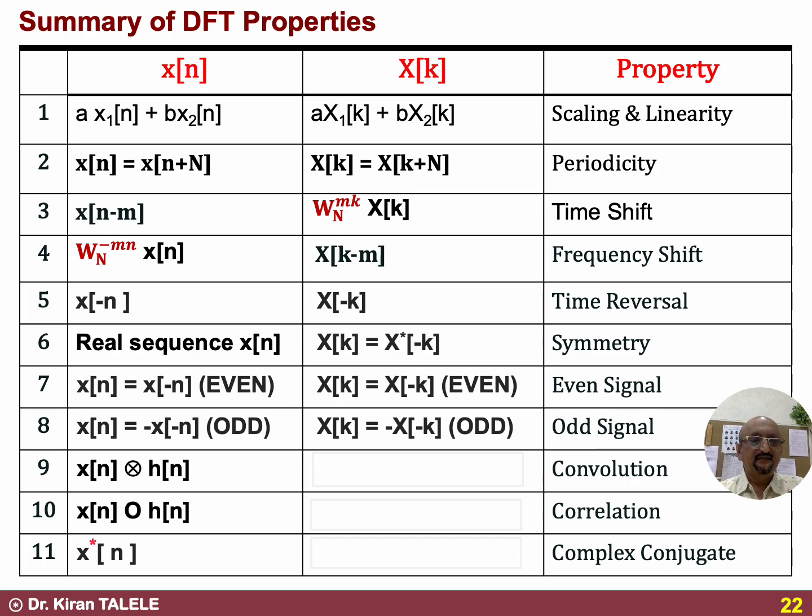Convolution property. Convolution of x of n and h of n in the time domain equals X of k into H of k. Circular correlation. DFT of x of n correlation with h of n equals X of k multiplied by H of minus k. And complex conjugate property. DFT of x star of n equals X star of minus k. So in total there are 11 properties.